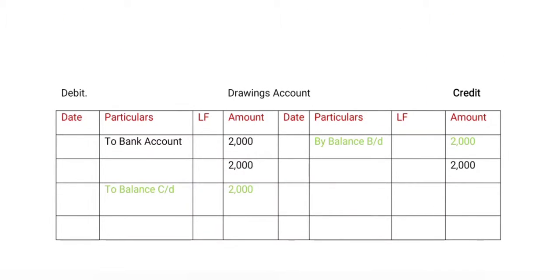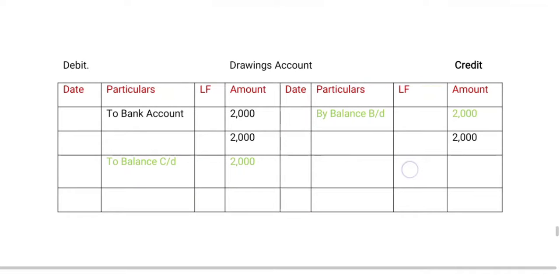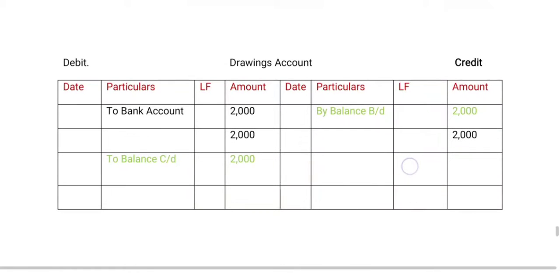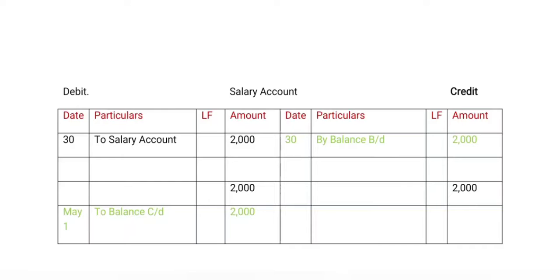Then we go to drawings. Drawings are one type of expenditure or loan. Here, taking it into consideration, the amount should be deducted from the bank. Then we go to the salary account. Salary account is a nominal account. According to this rule, all expenditure is debit. So that's why salary account is debit. Here is a mistake: it is not salary account to cash account 2000. And thank you all.